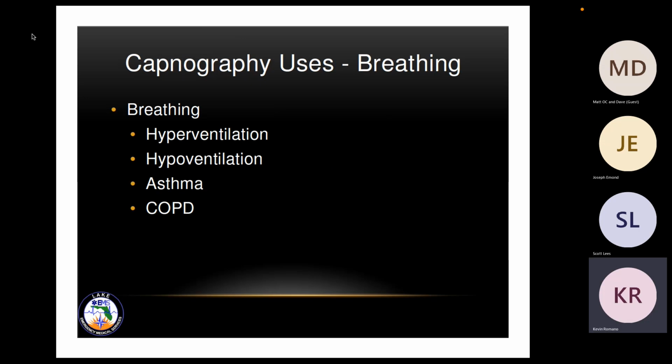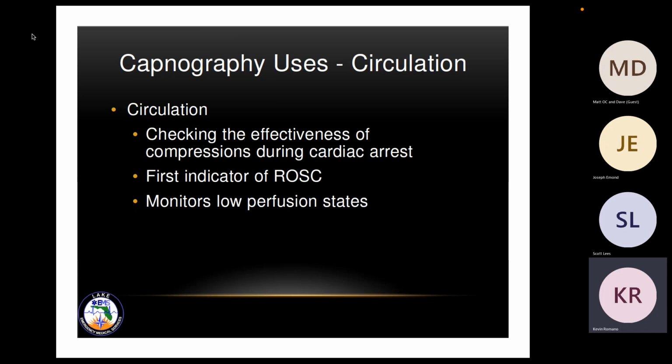Uses of capnography for breathing would be hyper and hypoventilation. So you can see the changes in the rhythms, the waveform, along with asthmatics, and you can also see COPD on it as well, which we'll cover here in a little bit. And then for circulation, checking the effectiveness of compressions during cardiac arrest. It monitors low perfusion states and is also a first indicator of ROSC.